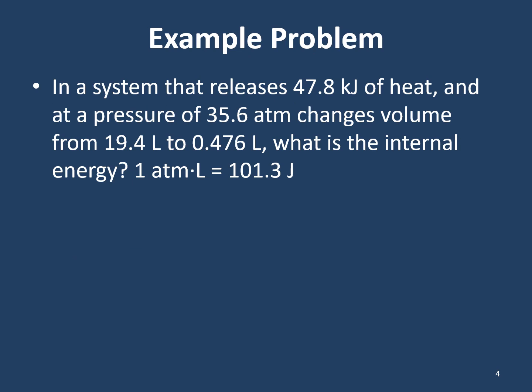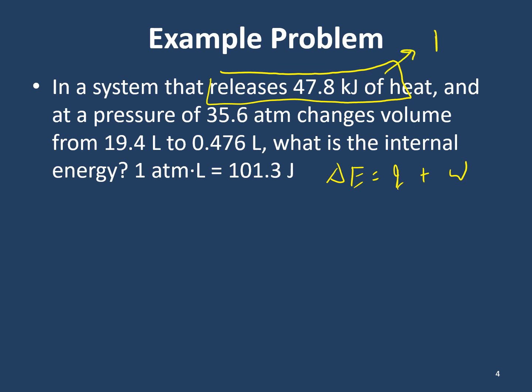Let's do an example problem. Our equation is that the change in internal energy is equal to Q plus W. And we're actually told what Q is in this problem. We're told that the system releases 47.8 kilojoules of heat. That means Q is equal to negative 47.8 kilojoules of energy. And we know it's negative because of the word releases. If it's releasing it, then the system lost the heat, meaning Q would be negative.